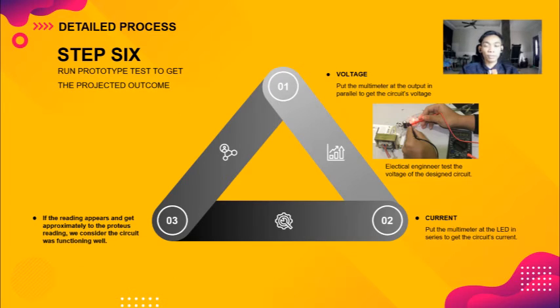Okay, next one, for step 6, we run a prototype test to get the projected outcome. So we measure two things: the voltage and the current. For the voltage, we put the multimeter at the output in parallel to get the circuit voltage. For the current, we put the multimeter in series with the LED to get the circuit current.